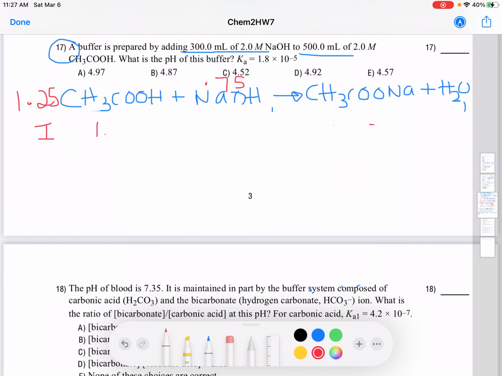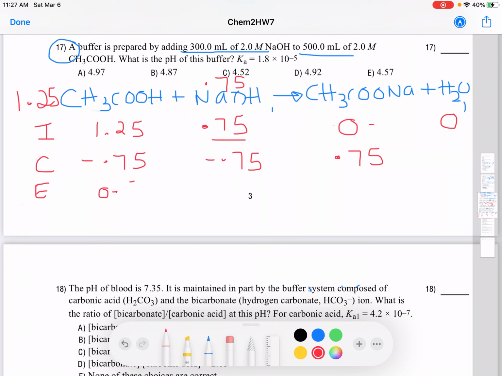Initially, we have acetic acid 1.25, sodium hydroxide 0.75, sodium acetate we don't have anything yet, no water. And the change is going to be that all 0.75 of sodium hydroxide reacts with acetic acid. We're going to make 0.75 sodium acetate. So at the end, it would be 1.25 minus 0.75, that would be 0.5. This would be 0 and this is 0.75.